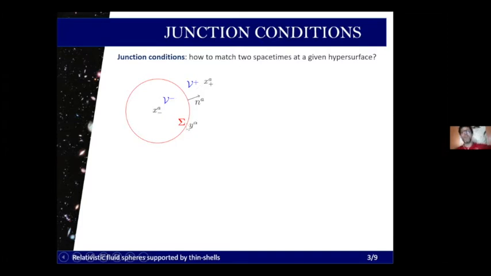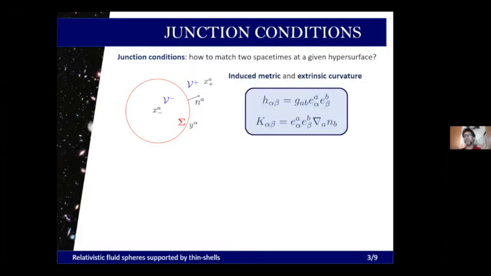Now, what do we have to do in order to guarantee that the spacetimes V minus and V plus can be glued together at this hypersurface? Well, there are two main quantities we have to analyze. One of them is the induced metric, and the other is the extrinsic curvature. For those of you who don't have a mathematical background, let me translate what this means in words.